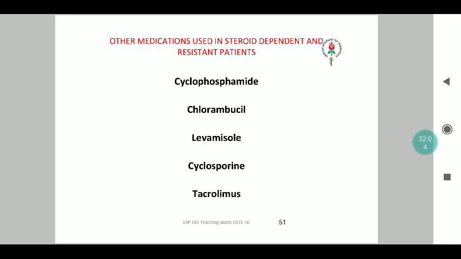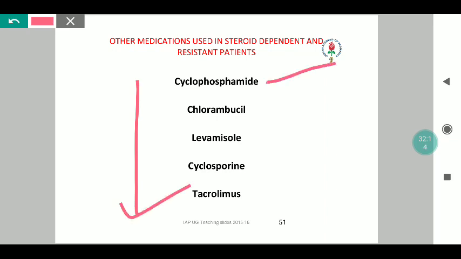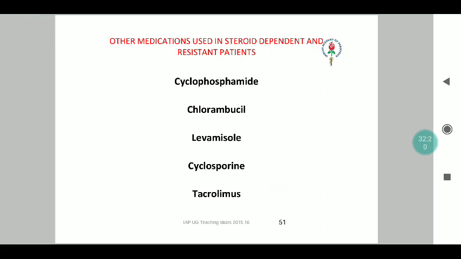You should just know the other medications which are used in steroid dependent and steroid resistant nephrotic syndrome, namely cyclophosphamide, chlorambucil, though not used too commonly. Levamisole is used frequently, along with cyclosporin and tacrolimus. Remember these 4, it is more than enough.